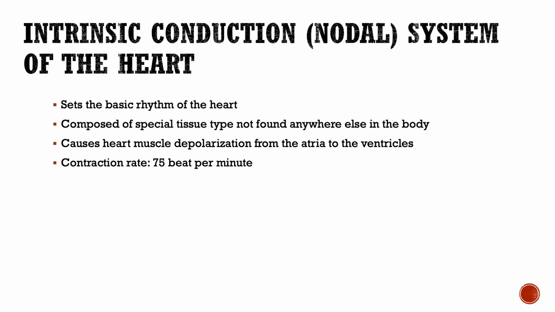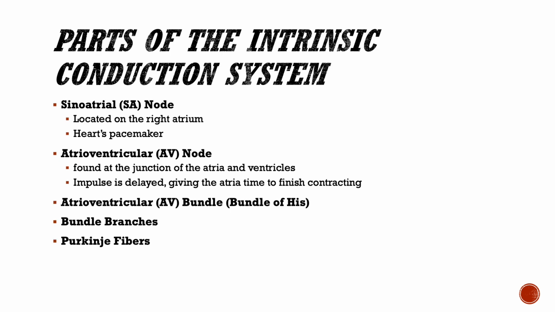This system causes heart muscle depolarization in only one direction, so from the atria to the ventricles. In addition, the intrinsic conduction system enforces a contraction rate of approximately 75 beats per minute of the heart. The intrinsic conduction system is composed of several parts. First is the sinoatrial or SA node. Located on the right atrium, this crescent-shaped node is the heart's pacemaker.